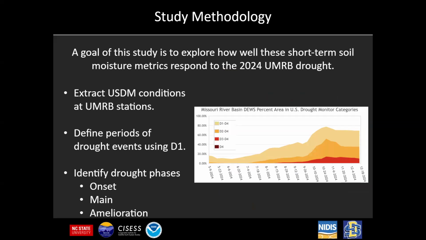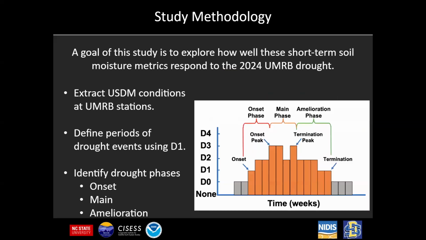So we took the US drought monitor conditions, we had station lat longs, we extracted the values out, and we were able to define drought events, much like the schematic here behind me. The drought monitor ranges from none to D4. D4 is the most severe category, and we're defining drought onset as the first week you hit D1. So that's where you get the first orange bar. And then it goes all the way until you have your last week of D1 followed by 3 weeks of no drought. So that defines your onset and your termination periods.